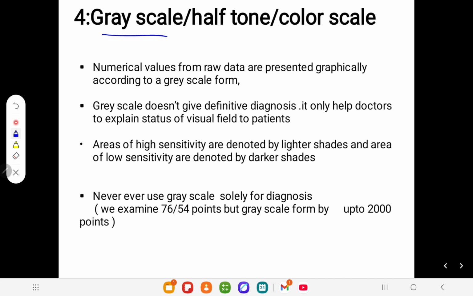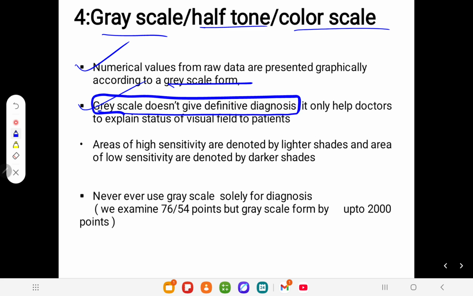Then grayscale, sometimes called half-tone color scale. Numerical values from the raw data are presented graphically in grayscale form. Grayscale doesn't define diagnosis. Never ever think about this. Grayscale does not define the diagnosis. It only helps doctors explain the status of the visual field to the patient, especially glaucoma specialists.